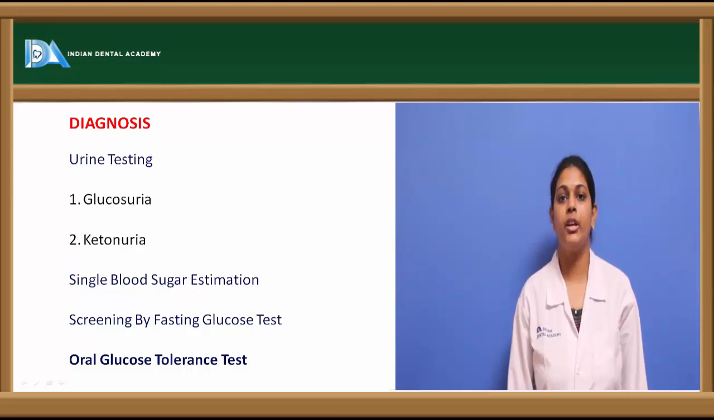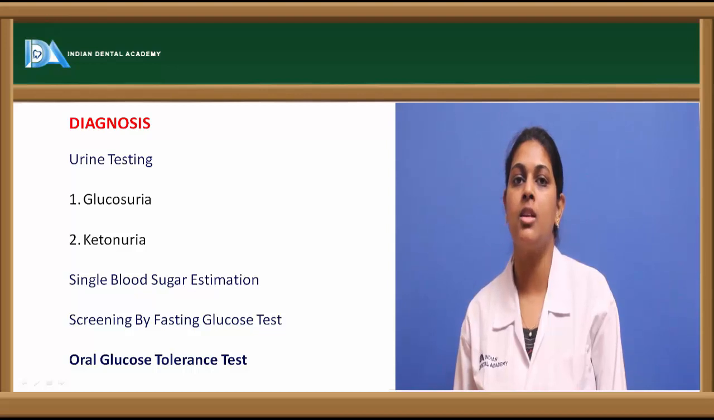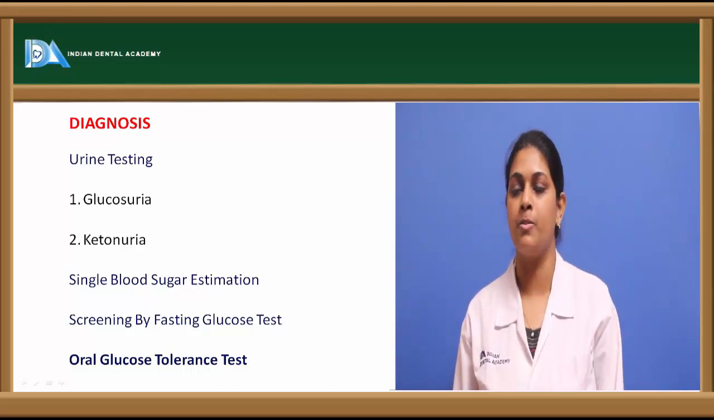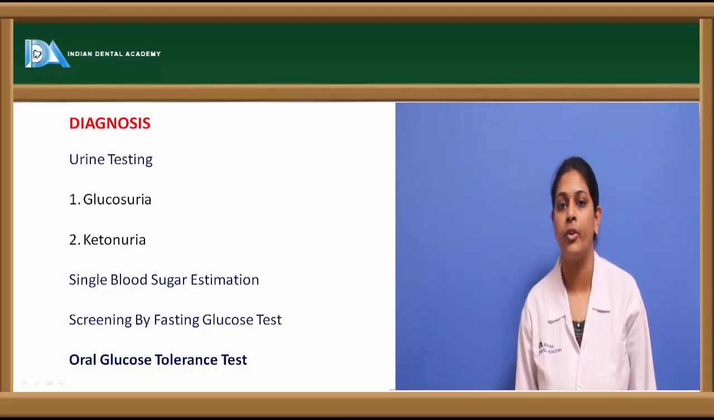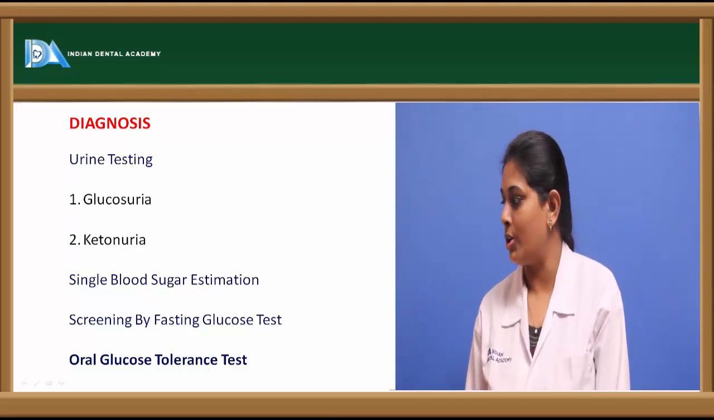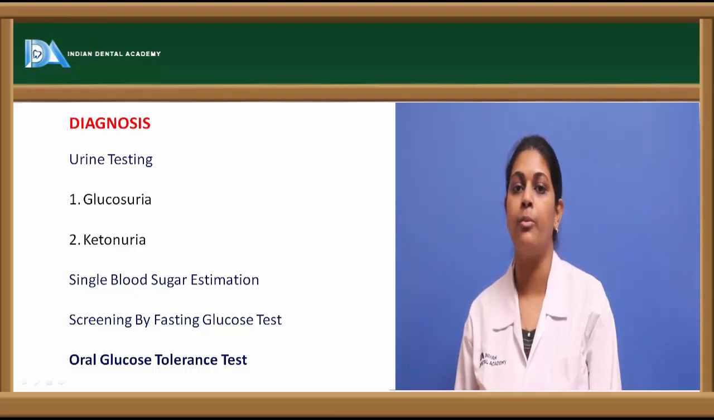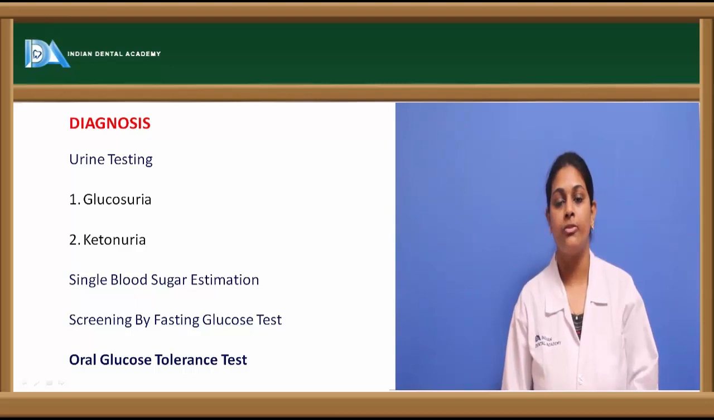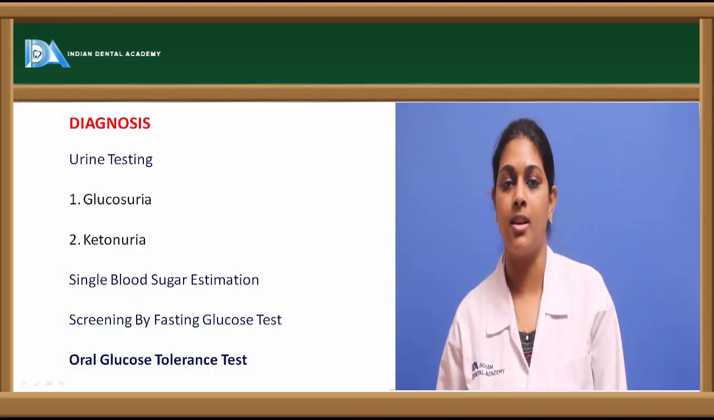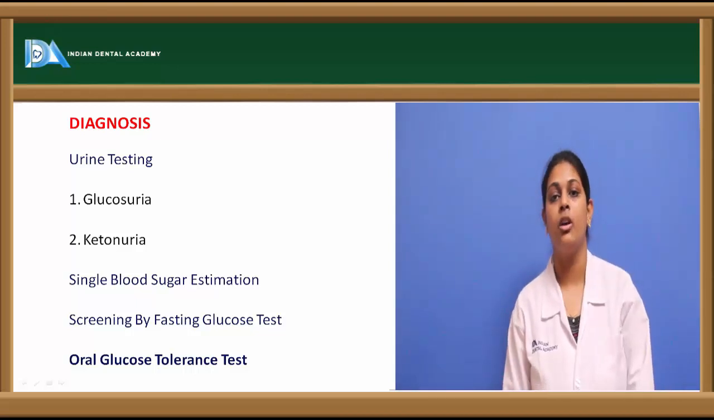Coming to ketonuria, usually it is done to detect the presence of ketone bodies in the urine, and this is done by Rothera's test, where the presence of ketone bodies can also help in giving a diagnosis of diabetes mellitus. Coming to a single blood sugar estimation, it is usually done by the Folin-Wu method or otherwise the Somogyi test or otherwise the O-toluidine test, where if a fasting blood glucose level above 126 mg per deciliter is identified, then the patient is said to be diabetic in the single blood sugar estimation.